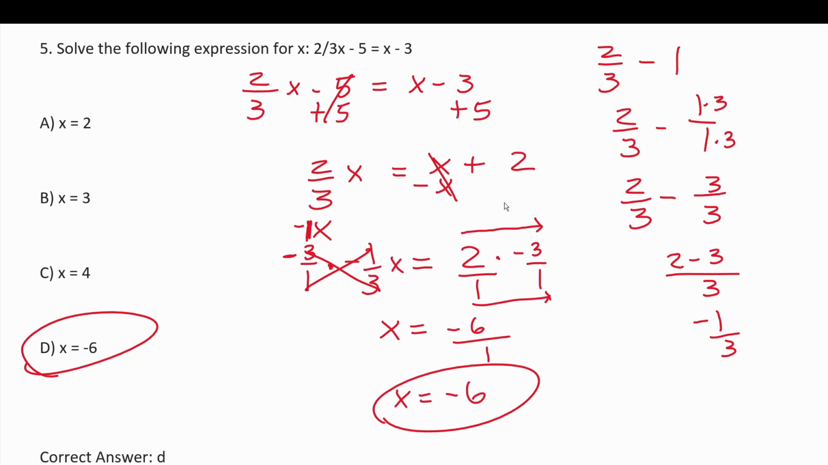Again, you have to be good with fractions to be successful on the ASVAB. More specifically, you have to know that multiplying a fraction by its reciprocal results in just 1. And we saw a problem regarding that earlier in this video.